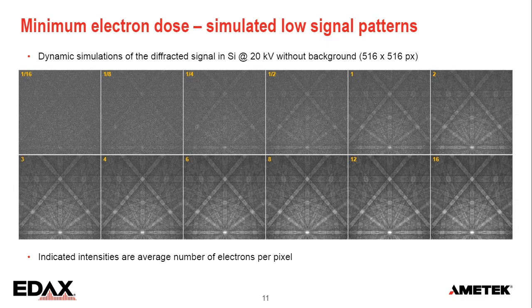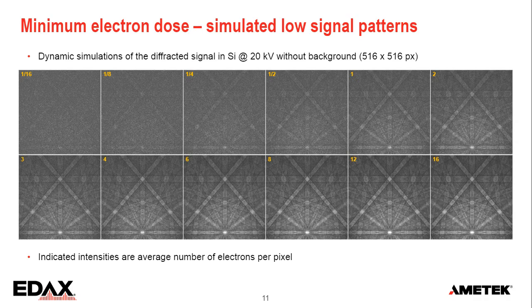The top left pattern here, it says 1/16th. So that is the average number of electrons per pixel. So it's 1/16th of an electron per pixel on average. So most of the pixels have no signal at all. And there's just a few pixels out there that have one or a few electrons, and that's already enough to see the bands. Then you go to 1/8, 1/4, half, and the second to the right on the top row is 1 electron per pixel on average. And that is already enough to get a nice quality diffraction pattern.